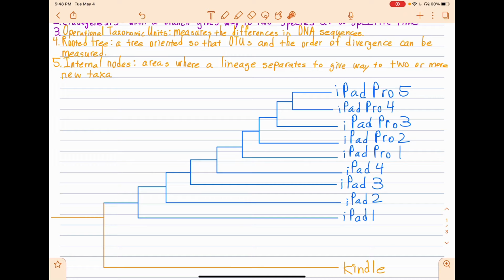And an internal node is where a lineage separates to give way to two or more taxa. So an example of an internal node would be right here, where you see the separation for that to be an iPad and the separation to go to iPad 2 and make other iPads.